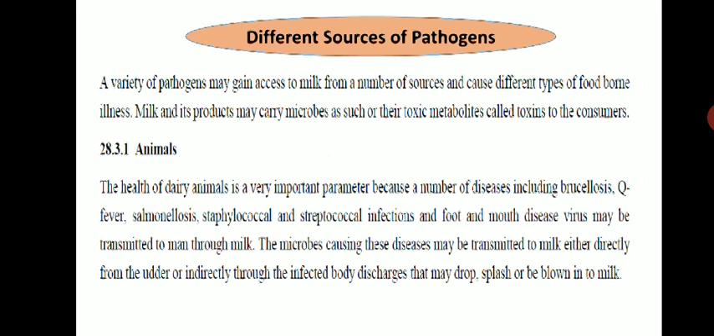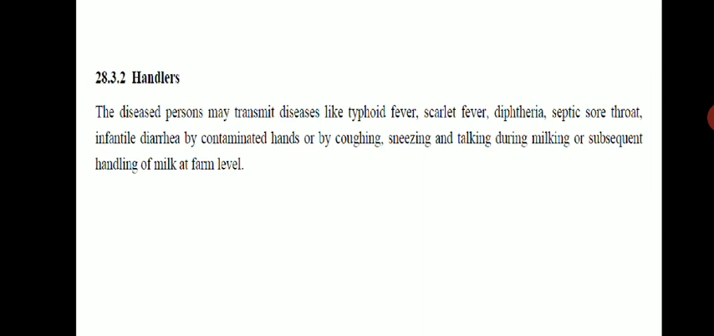Then next, handlers. Handlers are the people who handle the whole process of milking, its collection, its transportation and its distribution. A diseased person may transmit diseases like typhoid fever, scarlet fever, diphtheria, septic sore throat, and infantile diarrhea by contaminated hands or by coughing, sneezing and talking during milking or subsequent handling of milk at farm level.